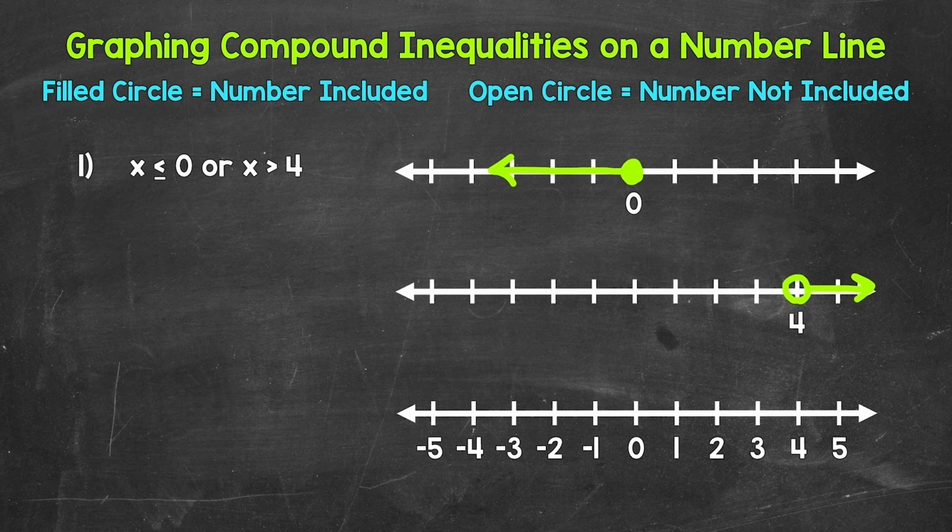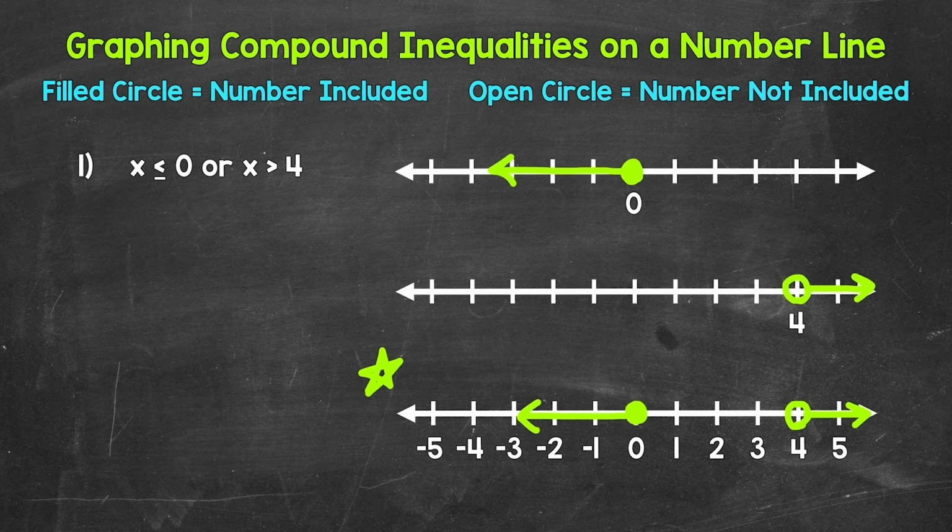Now, since this is a compound inequality, we need to combine these. We're going to graph them on the same number line. So we have x is less than or equal to 0. So we need that filled circle at 0 with the arrow going left. And then we have x is greater than 4. So we need that open circle with the arrow going right. So this is our graph of the compound inequality. This represents x is less than or equal to 0, or x is greater than 4.